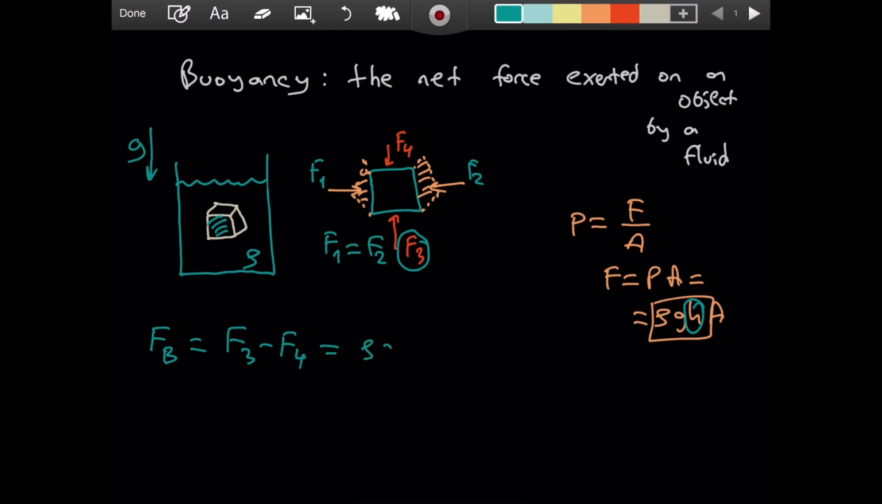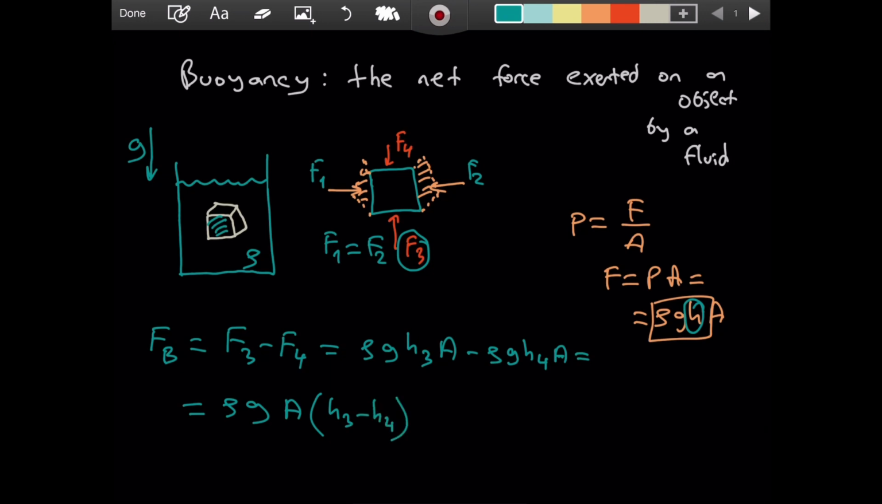Well, F3 will be rho g h3 times A, the surface area that it acts on, and it is going to be acting on the bottom area, right? Minus rho g h4, and what is the area that force 4 acts on? Well, it is again going to be A, because we chose a cube, so that the top and bottom areas, in fact all surface areas, are the same. Continuing on from this part, we have rho g. If I factor out A, I will have h3 minus h4.